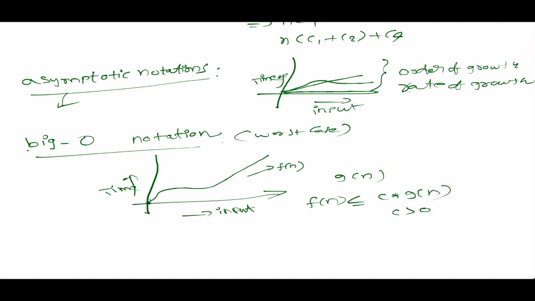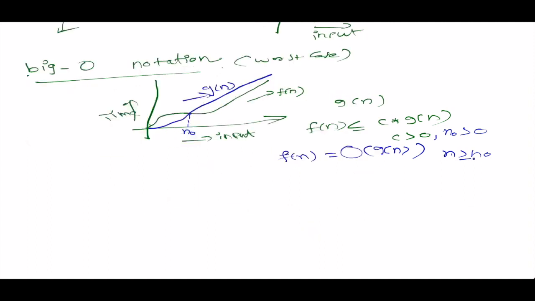Okay, now let's say we have a g of n, which if we plot it will come here. So let's call it g of n. Now if you see after some point, let's say n naught, after n naught we see that g of n is greater than f of n, right? So we say after n naught greater than 0, then what we can say is f of n equal to big O of g of n, and also n should be greater than or equal to n naught.